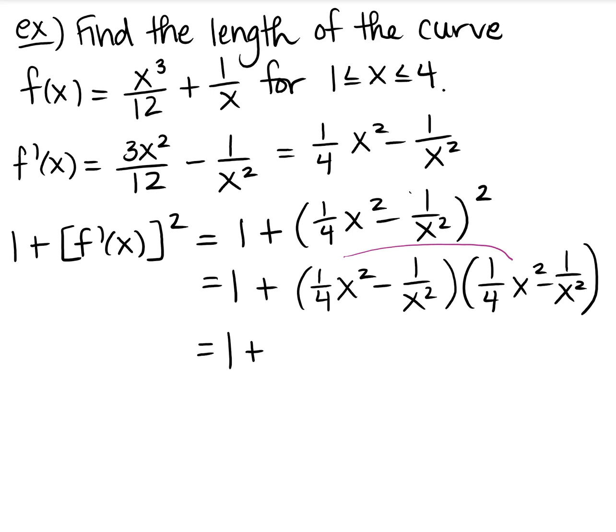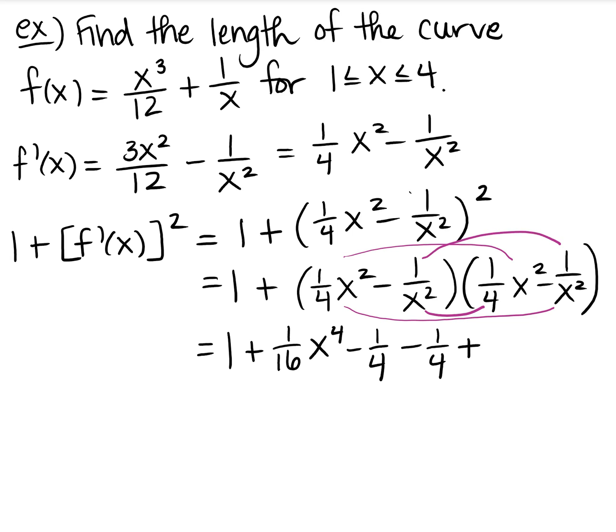So if I do the first two, I get 1/16. I add exponents when I multiply like bases, so that's x to the 4th. If I do the outside, look at what happens here. My x squareds cancel, right? And I'm just left with that 1/4. So I get minus 1/4. And then when you do the inside, notice my x squareds cancel again because one of them is on the bottom. So I just get another minus 1/4. And then finally, for last, if I multiply these, two negatives become a positive, and I multiply fractions straight across. So that's 1 over x to the 4th.